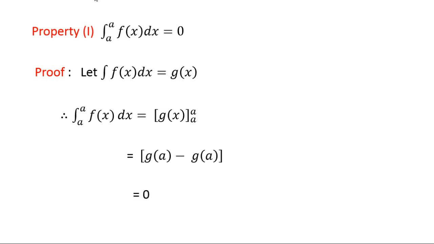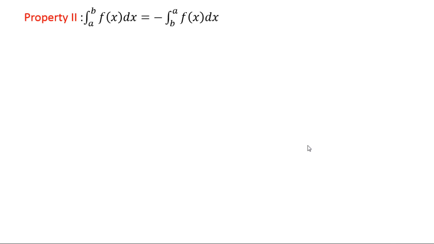What the property says is, if the lower limit and upper limit of a definite integral are the same, the value of that integral is 0. Now let me move to the second property. The second property says the integration of f of x between limits a to b is equal to minus integration of f of x with limits from b to a. So if we interchange the lower limit and upper limit, the value of the integral changes in sign only.